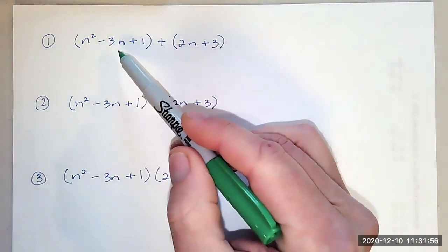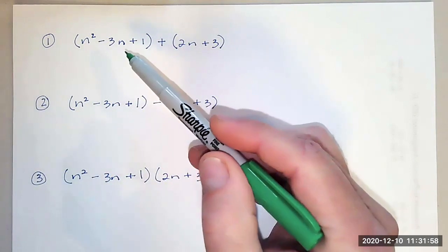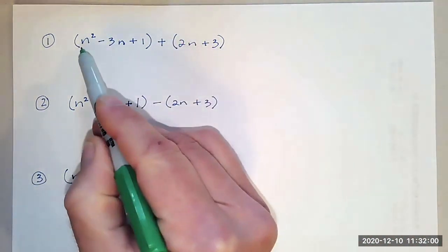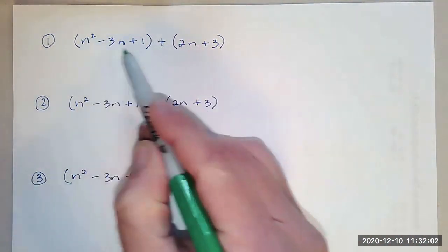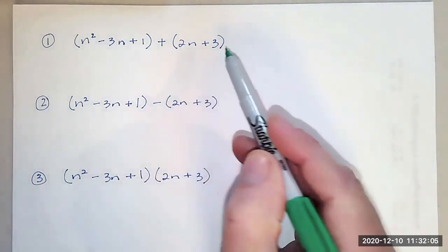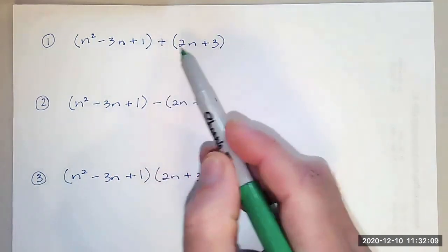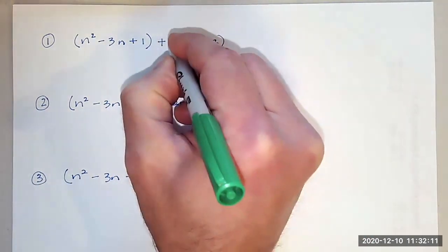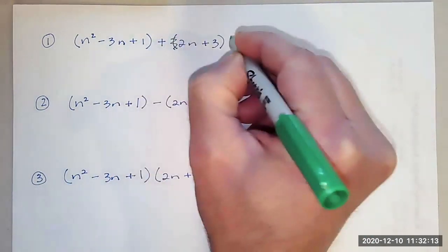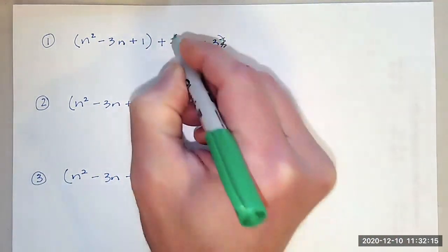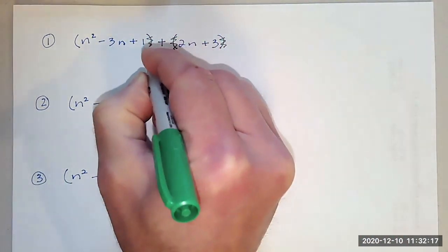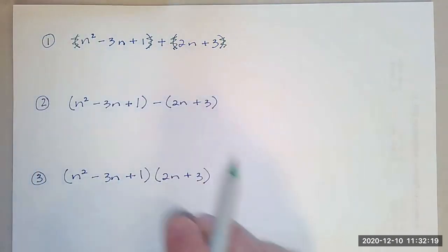Recall when we were adding, subtracting, and multiplying functions. We can imagine that this is a function, say f of x. This is g of x. How do we add the two? Because addition is commutative, it really doesn't matter that we have any parentheses here. So now we just have to attend to the like terms, making sure that we combine like terms.